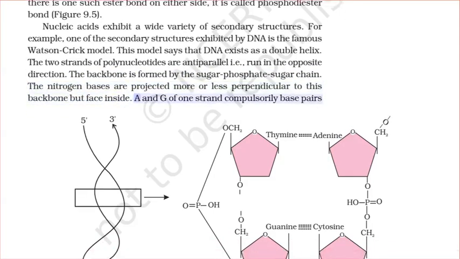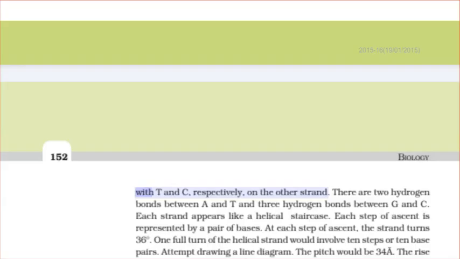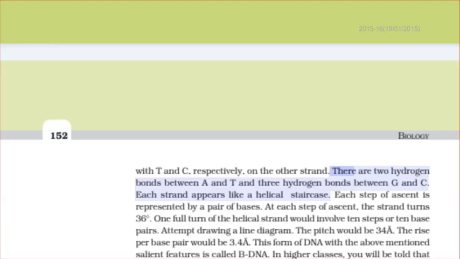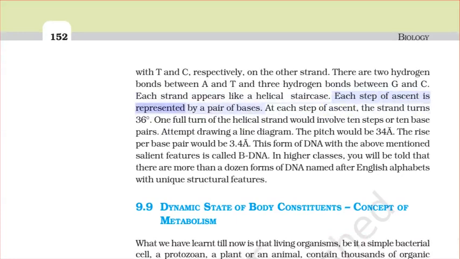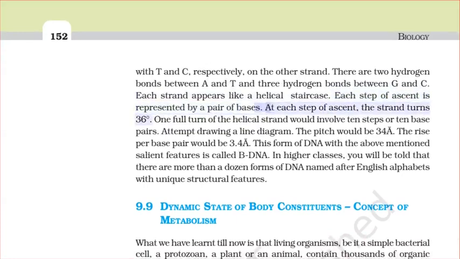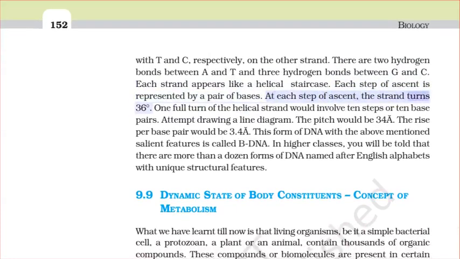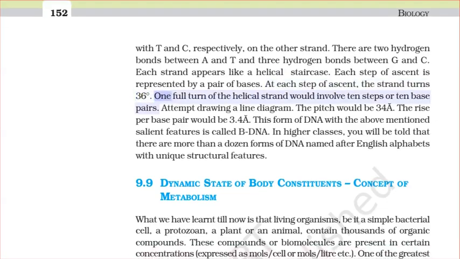A and G of one strand compulsorily base pair with T and C respectively on the other strand. There are 2 hydrogen bonds between A and T and 3 hydrogen bonds between G and C. Each strand appears like a helical staircase. Each step of ascent is represented by a pair of bases. At each step of ascent, the strand turns 36 degrees. One full turn of the helical strand would involve 10 steps or 10 base pairs.